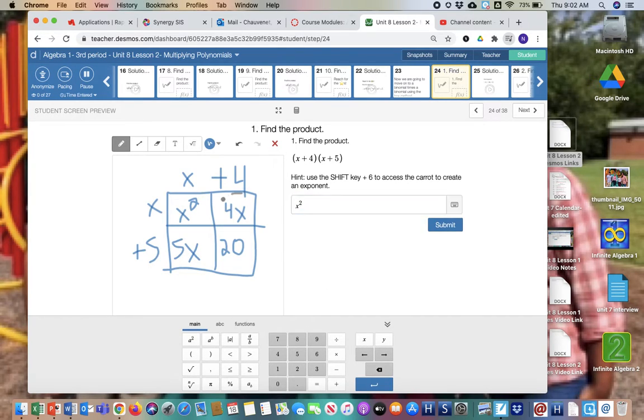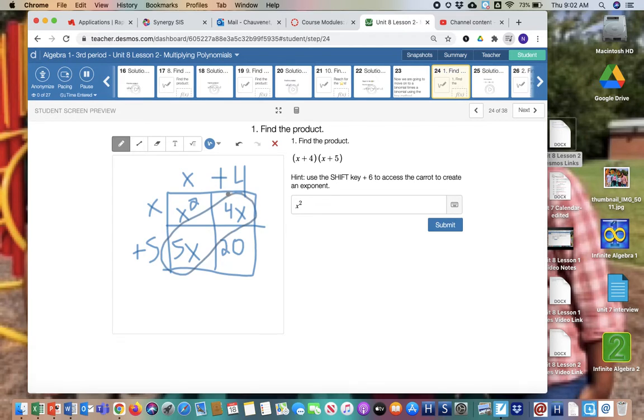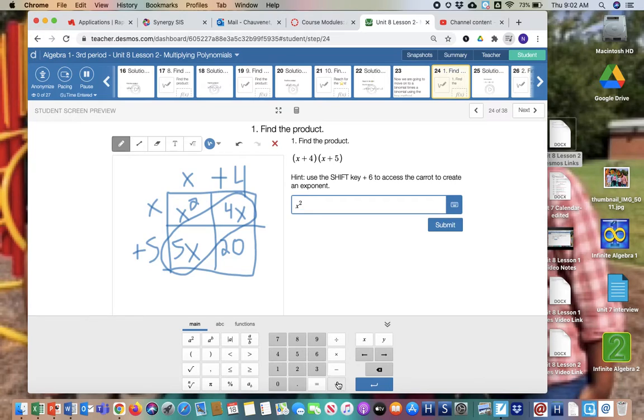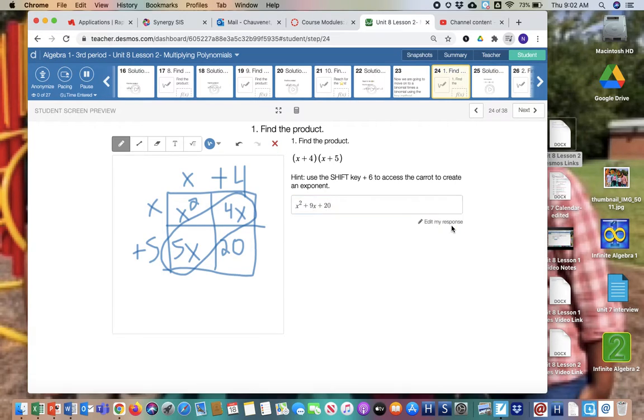Then I see, oh wait, I've got 4x and 5x. So I can add those together. 4x plus 5x is 9x. Let's remember that from lesson 1 in this unit, right? And then we just have the 20 sitting here. Well, we can't do anything with the 20 because there's nothing to combine with, so there we go. So here's my answer. It's in standard form from highest to lowest exponent, and there's no other like terms to combine. So we try it, and we got the right thing.